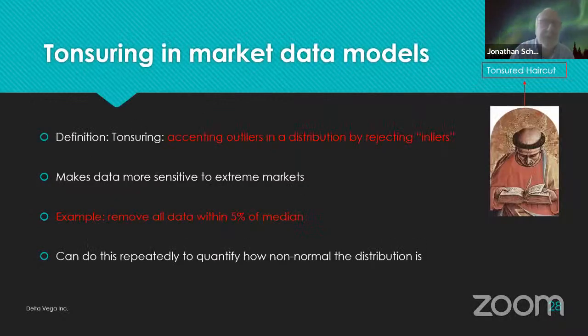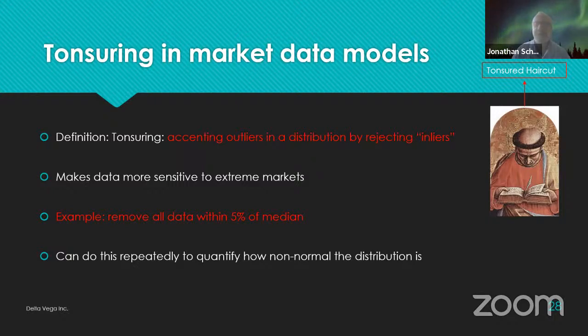Another statistical thing is that the things that kill you in a model are usually not the central part of the distribution, but the wings, right? Doesn't look that good in the video, but there's something called tonsuring. If you look at this photo of a medieval monk, you'll see that their style was to remove the hair from the center of their head and only have the hair on the periphery. So that's like the wings of a distribution. The effect is called tonsuring. Tonsure is what that is.